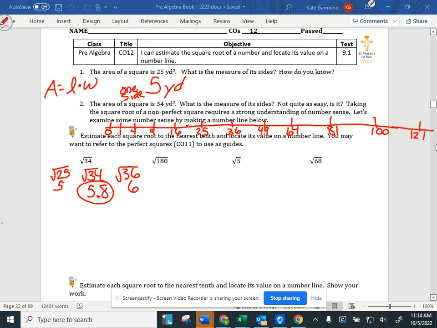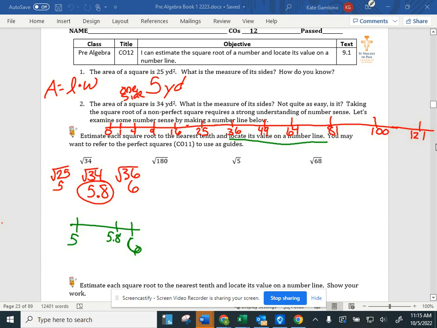Let's do another one together. 180. Oh, wait, we're not done. It says, and locate its value on a number line. So to do that, oh my goodness. We have to draw a number line for every single line. Yep. And look at the number line I'm doing. I'm just putting a 5 and a 6, and then I'm putting 5.8. That's all you have to do. You're just showing that you know it's closer to the 6 than it is to the 5.